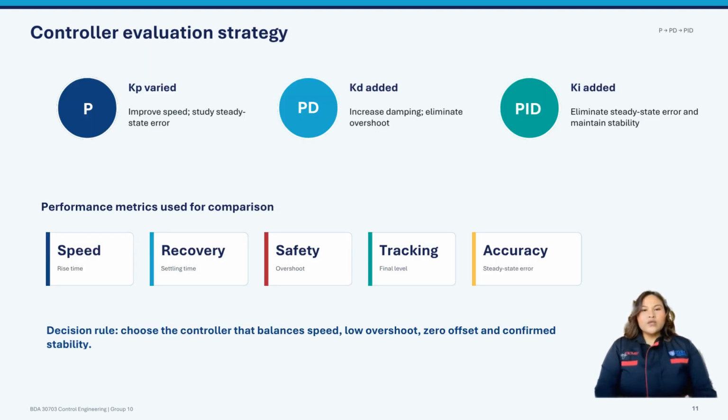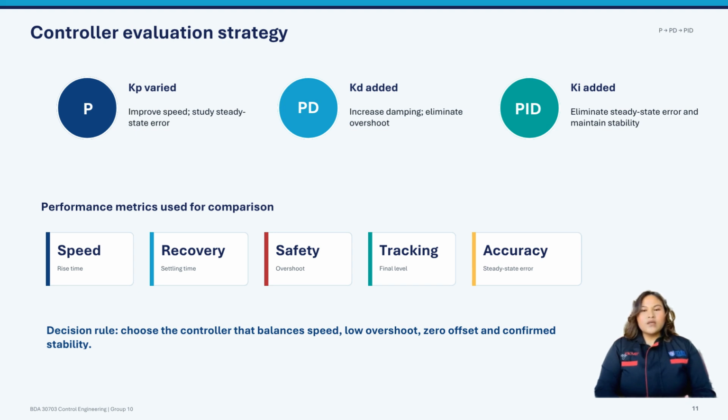We evaluated 3 controllers, which are P, PD, and PID. First, we tuned the P controller by changing the KP value to improve the response speed and observe the steady state error. Next, we added the derivative, which is the KD term, to form the PD controller, which helps reduce overshoot and improve system stability.